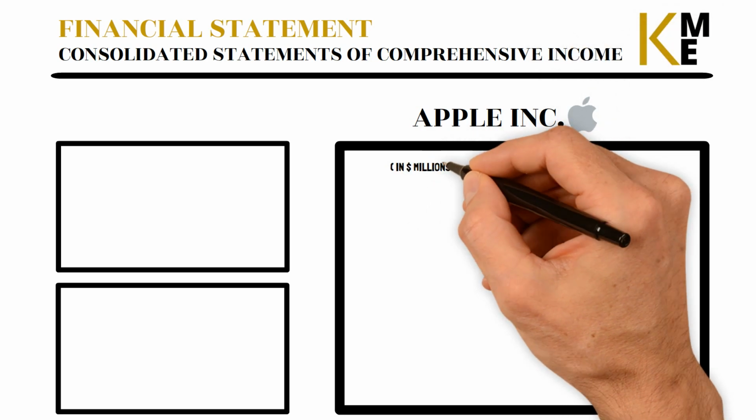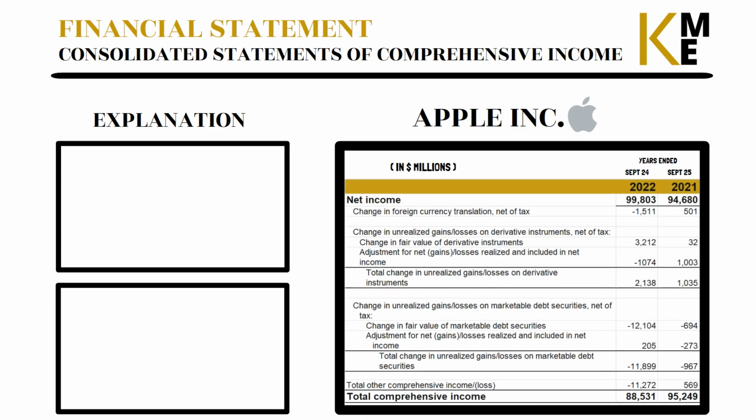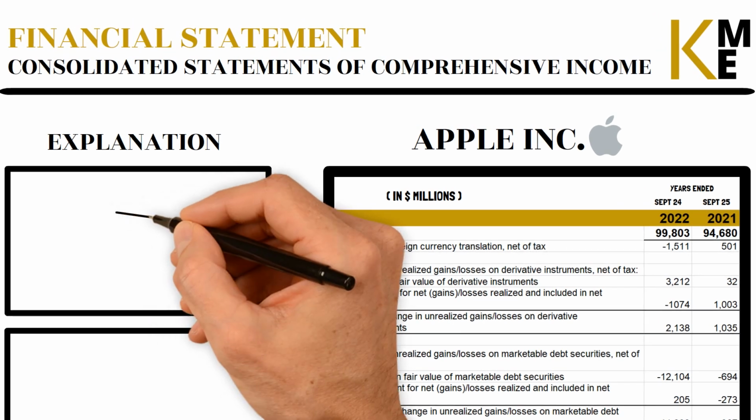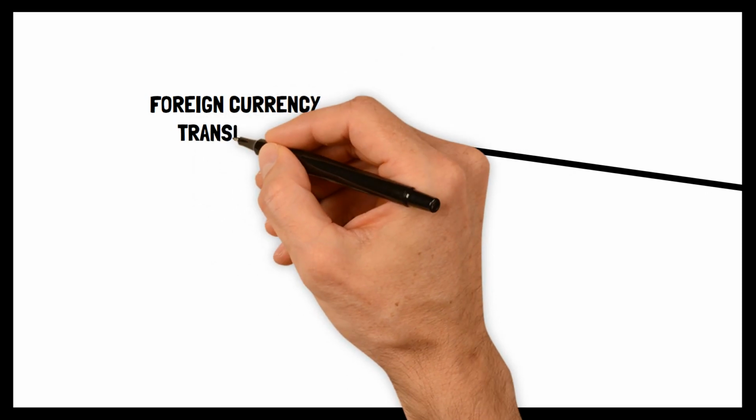It includes changes in currency translation, derivative instruments, and marketable debt securities, adding up to a total comprehensive income together with the prior net income. The first part, change in foreign currency translation, net of tax.